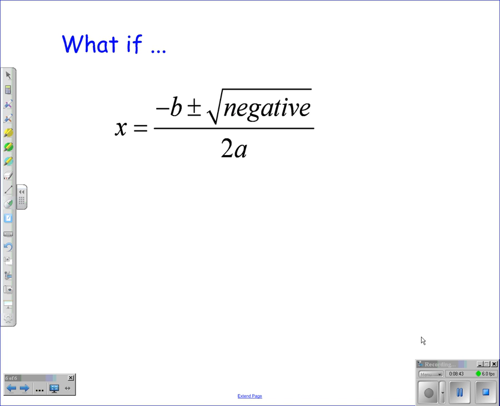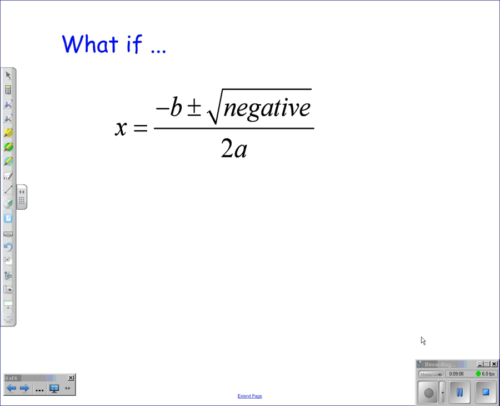What if underneath the square root sign it is a negative? We know that in Algebra 1 we are working with only real number solutions, and so we cannot take the square root of a negative number at this time. Later in your math courses, we know about imaginary numbers. We will do it later. But right now, we are only considering real number solutions.